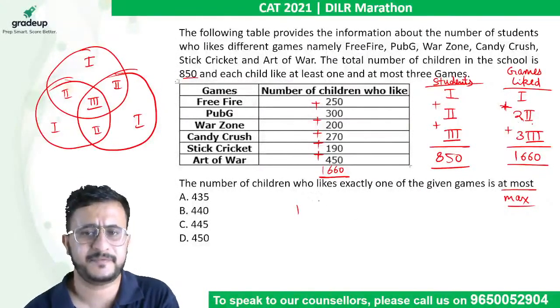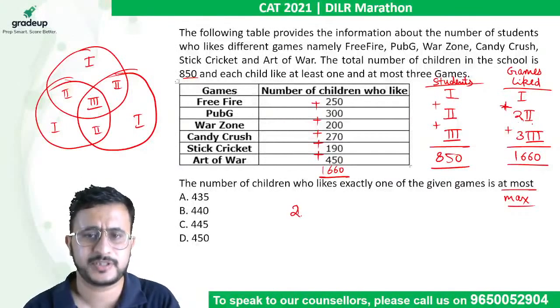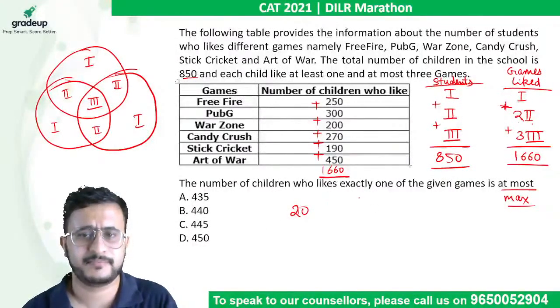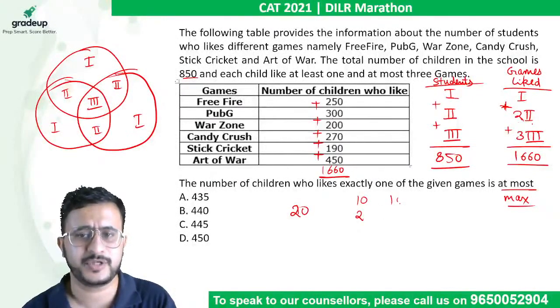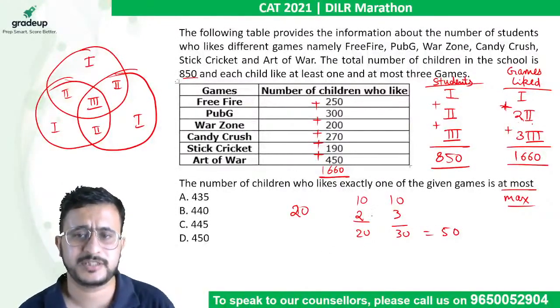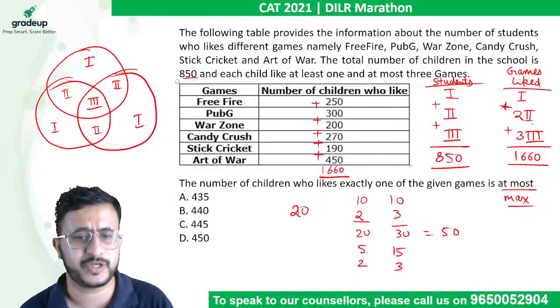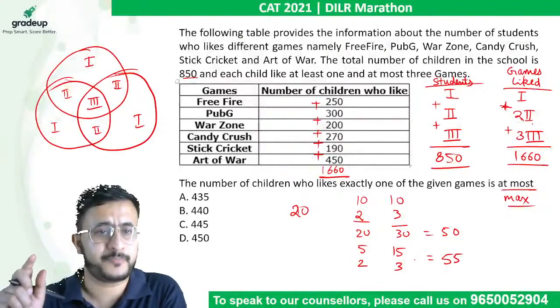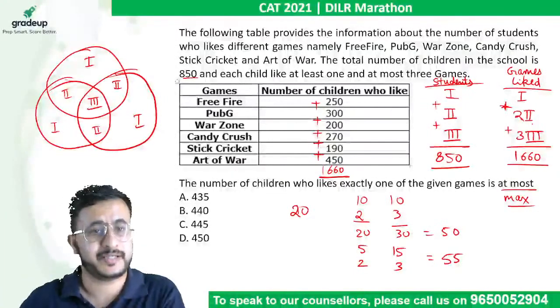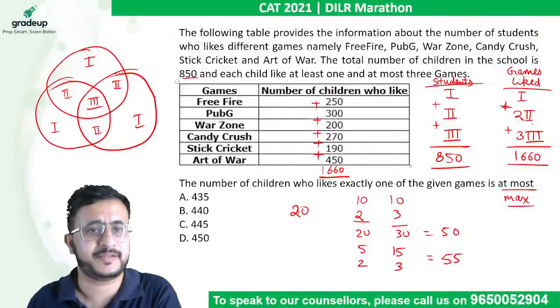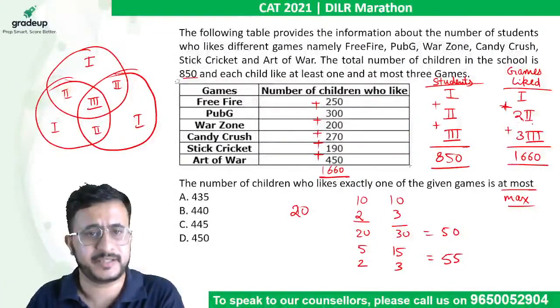Let's take some example, right? Suppose there are 20 students. 10 students like 2 games and 10 students like 3 games, right? What is the total of games? 20 plus 30, that is 50. Okay. Now suppose instead I say that 15 people like 3 games, 5 people like 2 games, right? So we will get 10 plus 45, 55, right? So if more people like 3 games, the total count will increase, right?